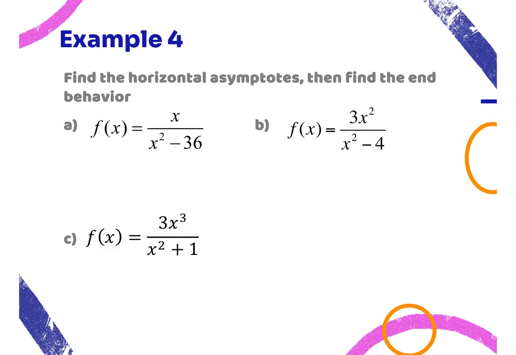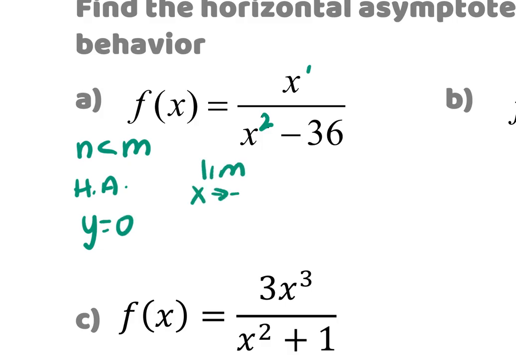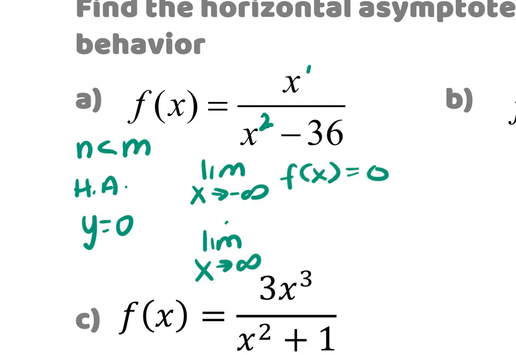All right, so now let's put all those together. Find the horizontal asymptotes from the equation, and then find the end behavior. So look at A. What's the highest exponent in the numerator? 1. What's the highest exponent in the denominator? 2. What's the relationship between that? Top is less than, equal to, bigger than bottom. It is less than. N is less than M, which means what's my horizontal asymptote? At 0, which means the limit as x goes to negative infinity and the limit as x goes to positive infinity are both 0.